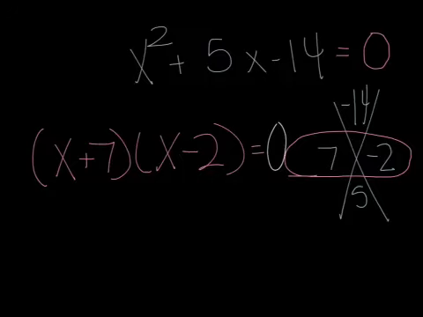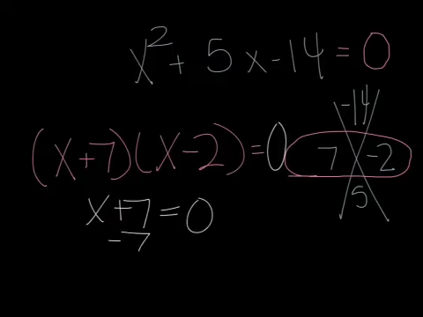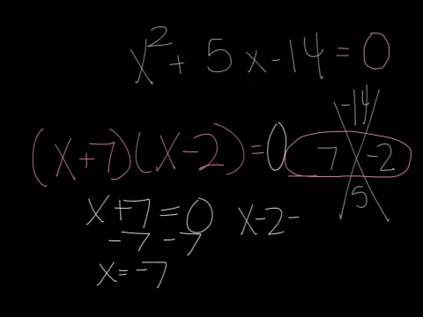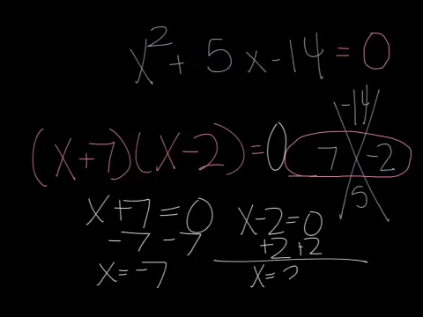Now, being that we're solving this equation, we're going to set each factor equal to 0. So my first one, I'm going to have x plus 7. Let me move the parentheses, sorry. x plus 7 equal to 0. I'm going to use the additive inverse property, and I'm going to be left with x is equal to negative 7. Now we're going to do the same thing for our second binomial. We're going to have x minus 2 equal to 0, and using the additive inverse property, we are going to add 2, and we are left with x is equal to positive 2.